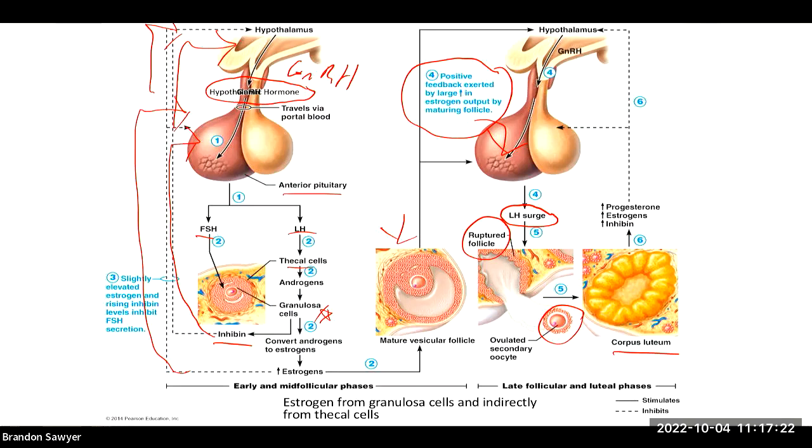Right when the corpus luteum is formed, we get more progesterone release, as well as still estrogens and inhibin. Then it goes back to negative feedback after that, and we can see that here. So that's the general steps and the effects of those hormones. Questions on that?